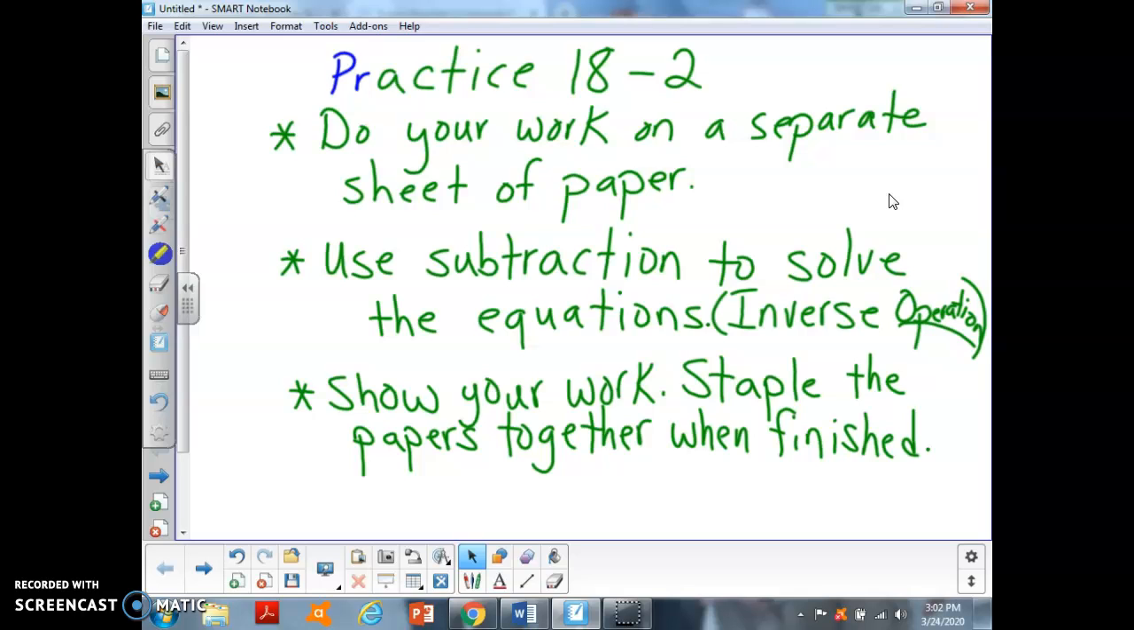One, do your work on a separate sheet of paper. Put only your answer on practice 18-2. Do your work on a separate sheet. Use subtraction to solve the equations.